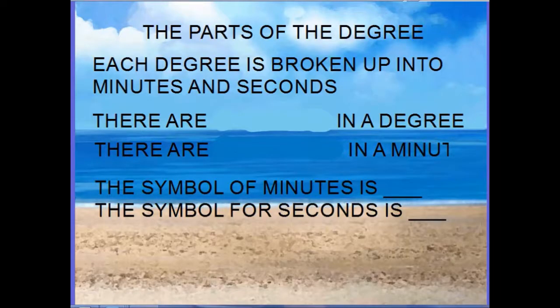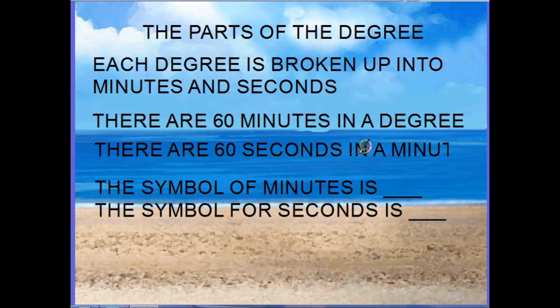Now we're going to move into talking about the parts of a degree. Each degree is broken up into minutes and seconds, similar to how you would actually measure time. Now, here's what we have. There are a total of 60 minutes in a degree, and there are also 60 seconds in a minute. The symbol that we're going to be using for minutes is going to be one slanted line, and the symbol we're going to be using for seconds is going to be a double slanted line.